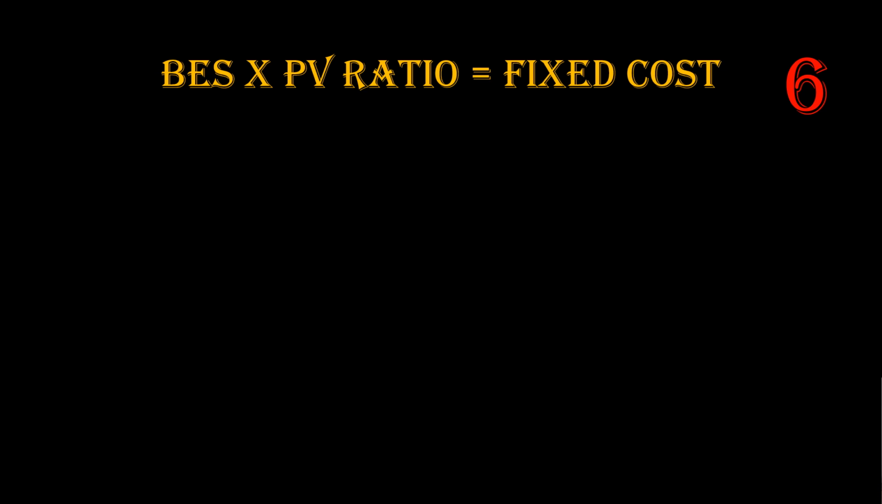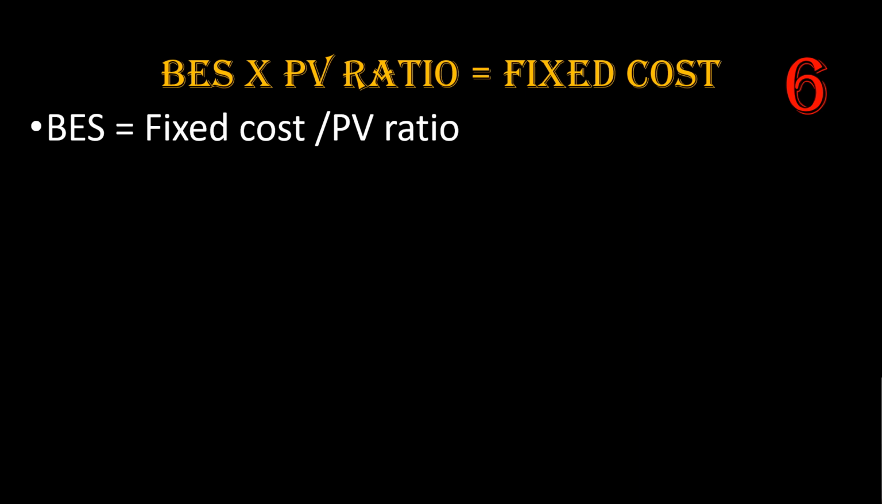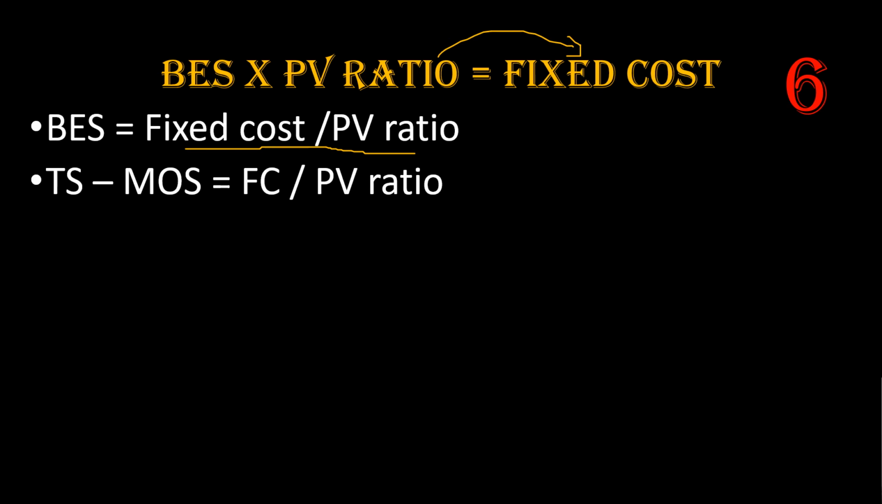So break-even sales into PV ratio is equal to fixed cost. Break-even sales stays here and the PV ratio comes to the right side. Break-even sales is equal to fixed cost divided by PV ratio. Break-even sales is nothing but the total sales minus margin of safety. So total sales minus margin of safety is equal to fixed cost divided by PV ratio.